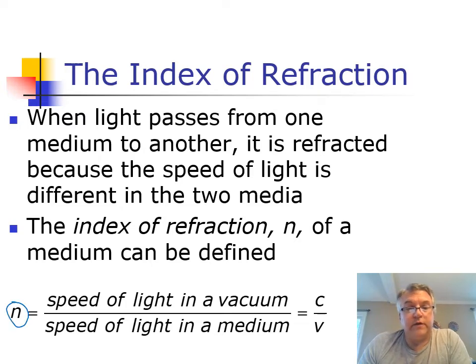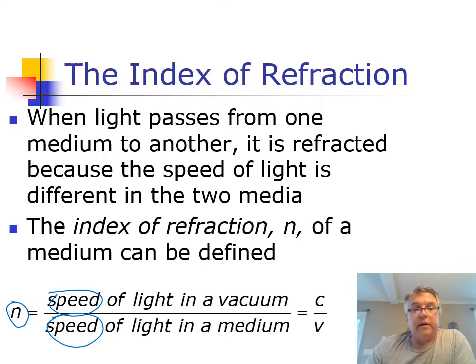So the index of refraction equals the speed of light in a vacuum, which is our value for c, which is 3.00 times 10 to the 8th meters per second, divided by how fast the light is moving in a particular medium, which is just represented by our velocity v. Note that because we are taking a speed and dividing it by a speed, our units are going to cancel out, and our index of refraction will be a dimensionless or unitless factor. So there's no units attached to our index of refraction.